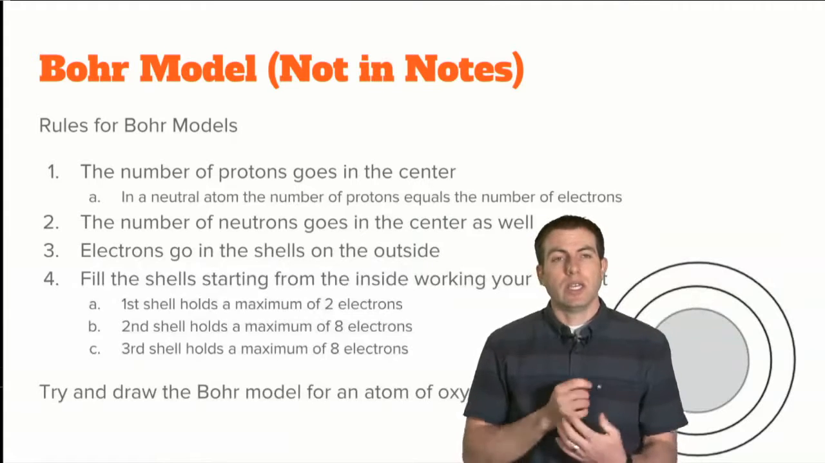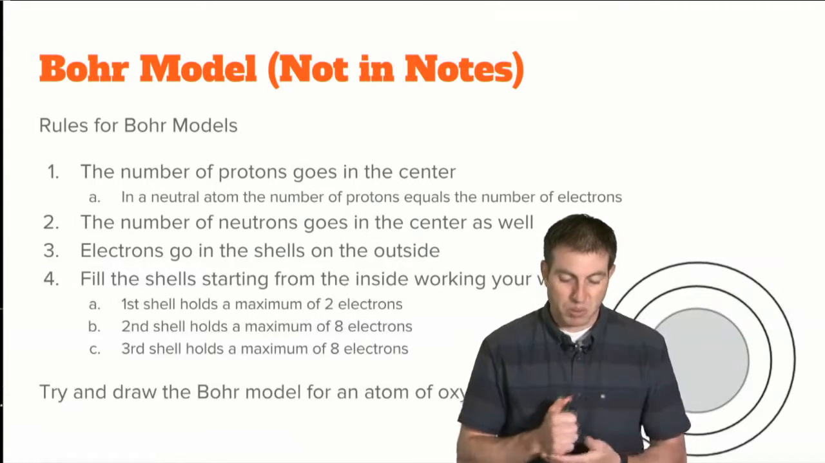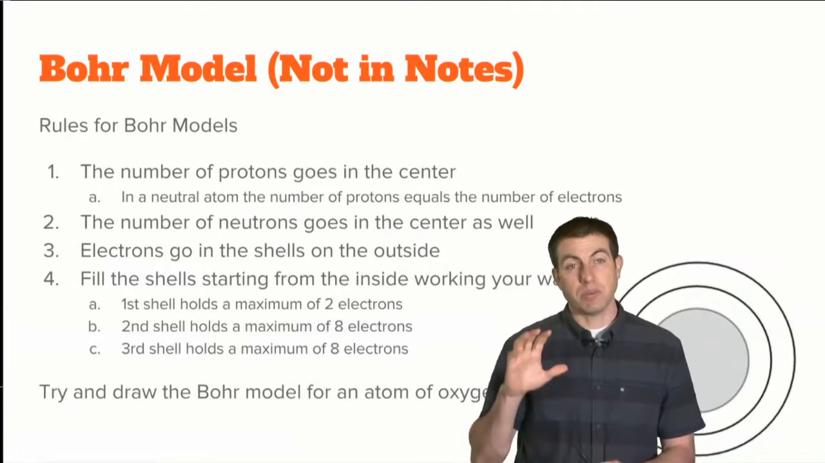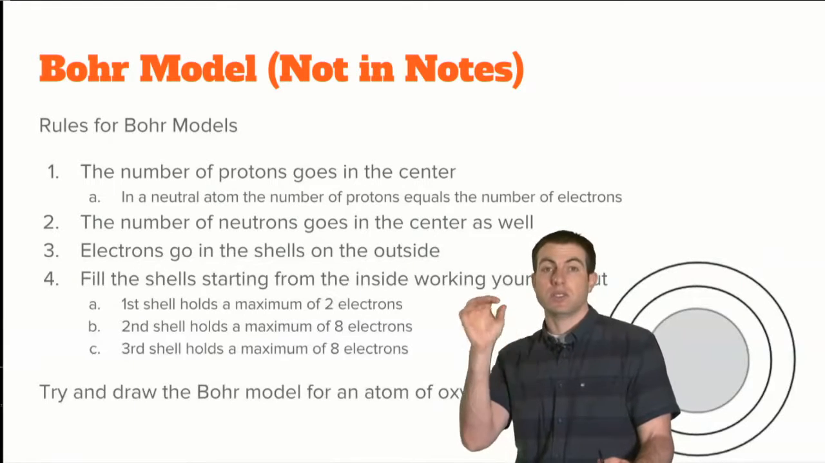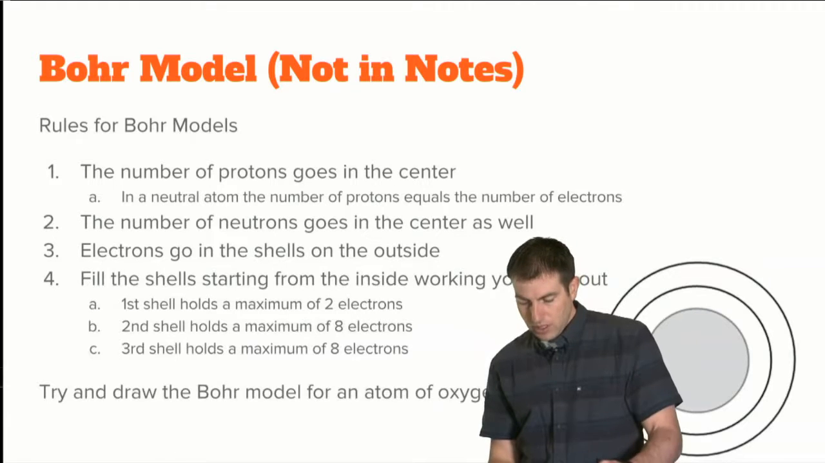Those are the rules. If you don't remember the rules, or if you haven't seen them for a long time, it might be worth writing them down. Or maybe even just number 4, if you just remember the protons, neutrons in the middle bit, then you can get the first shell has 2, the second shell has 8, and the third shell has 8. That would be really great.